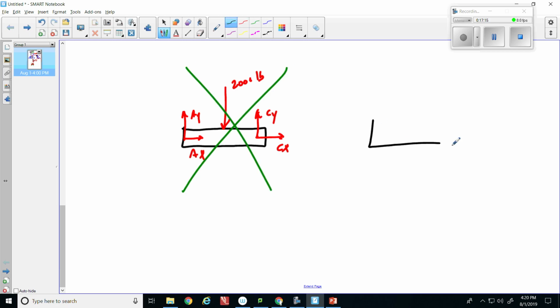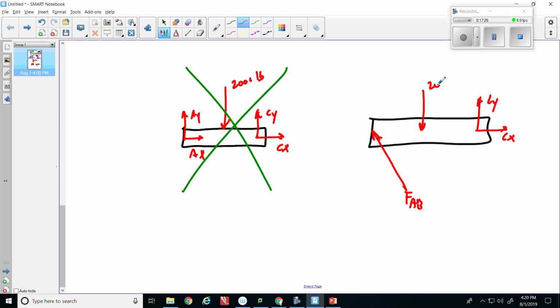But if you draw it like this, and you go, oh, this is really force AB like this, and I know the angle of that force. Here's CX, here's CY, and here's a 2,000 pound force. Oh, now I can do this. Now all I have to do is some moments about C. Boom, done. I can solve for FAB, solve for the other two. But if I don't see that, and I draw the free body diagram like I have on the left there, totally stuck.